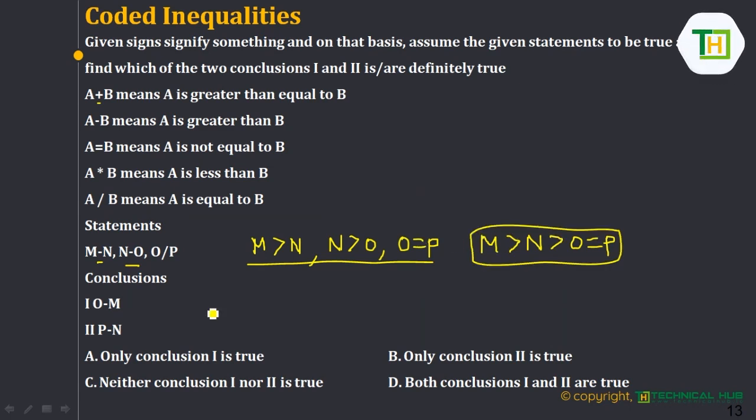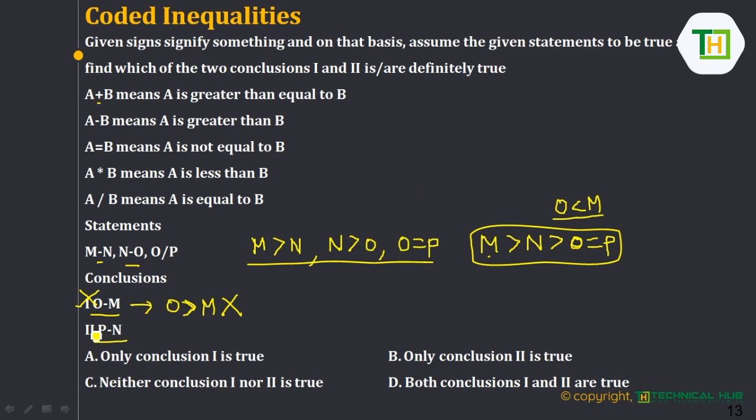Now, what is the first conclusion? O minus m, which means O greater than m. Is it correct? See, if you observe, m is greater than o and o is less than m. It is not greater than m. So O is less than m. That is the relation we have. But they said O is greater than m, which is a wrong conclusion. The first one is a wrong conclusion.